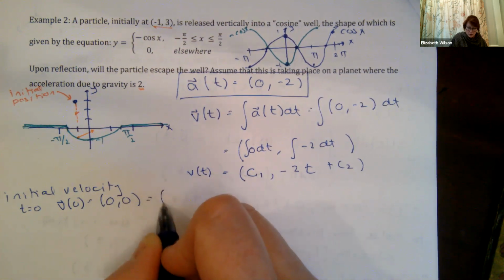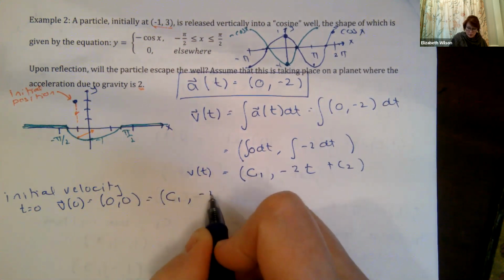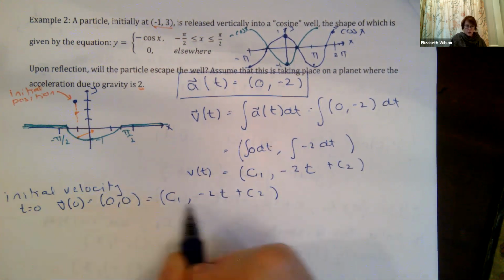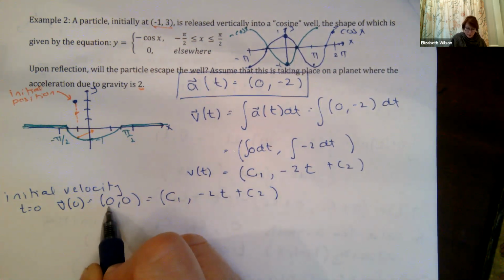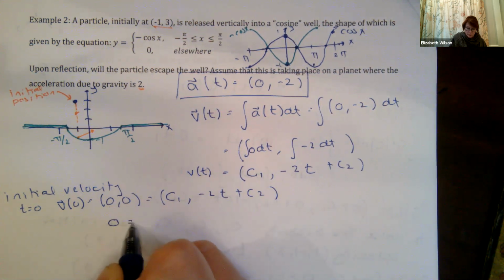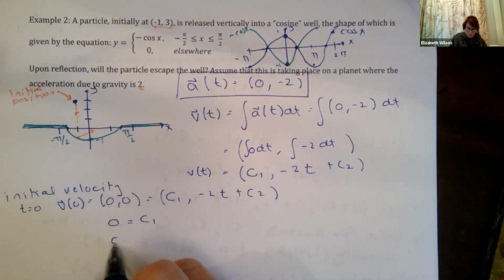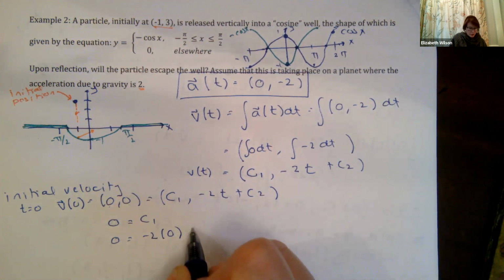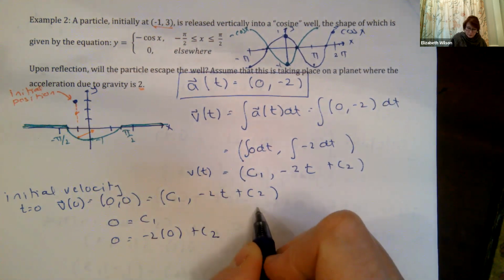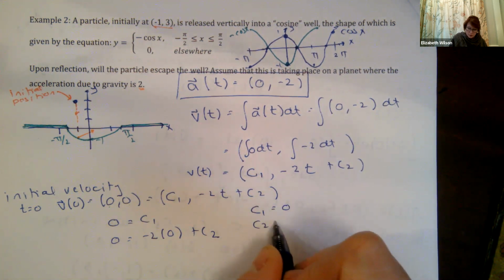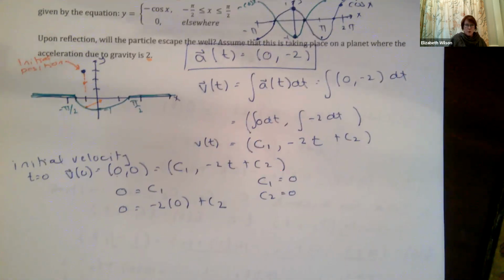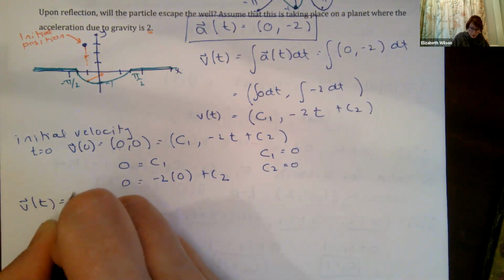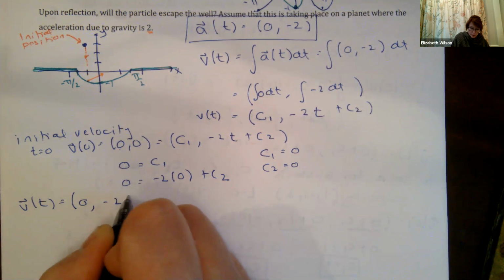So that goes C1, minus 2t plus C2. Okay, so I'm going to set each one equal to the other one. So this part here equals C1, so 0 equals C1. And then 0 equals minus 2 times 0, because it all happens at time t equals 0, plus C2. So C1 equals 0, C2 equals 0. And this gives us an equation for our velocity, which is 0, minus 2t.